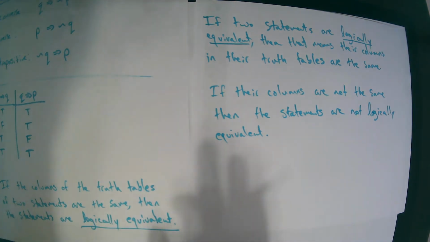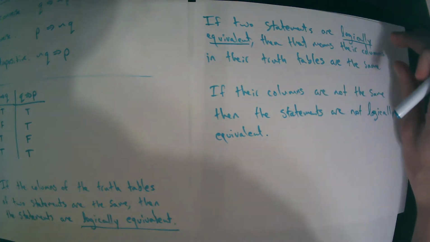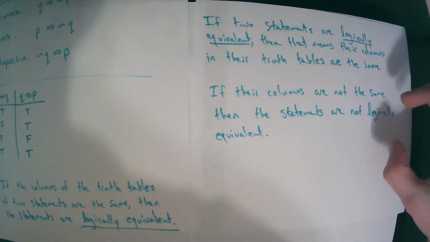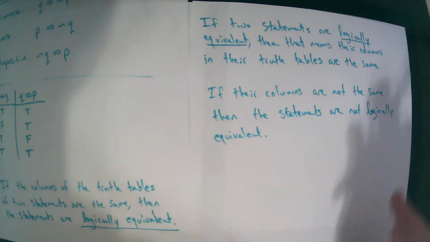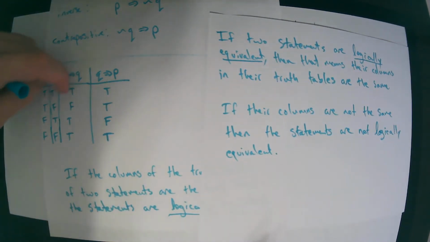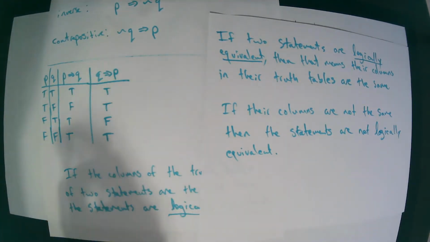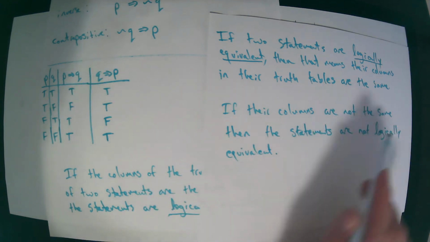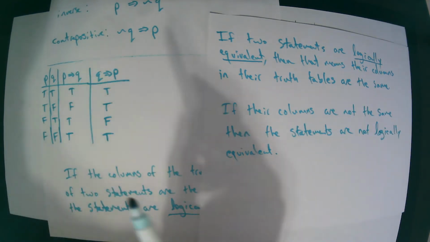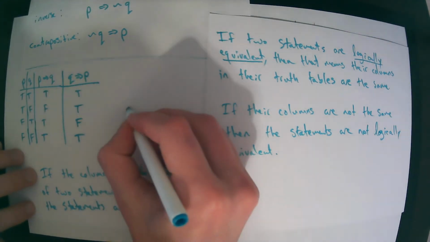Okay, so what's going on here? I'm saying this is a legitimate statement, so take its contrapositive. Now this is saying the exact same thing as this, and we can use this to say that these two are not equivalent because their columns are different. If their columns are not the same, then they are not logically equivalent. So these are not logically equivalent.